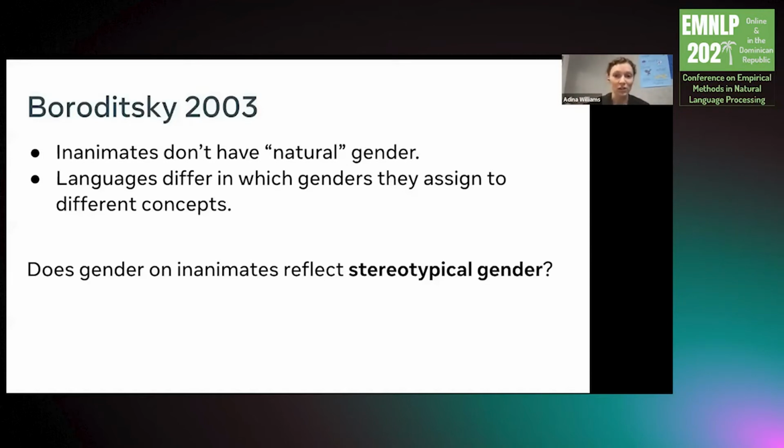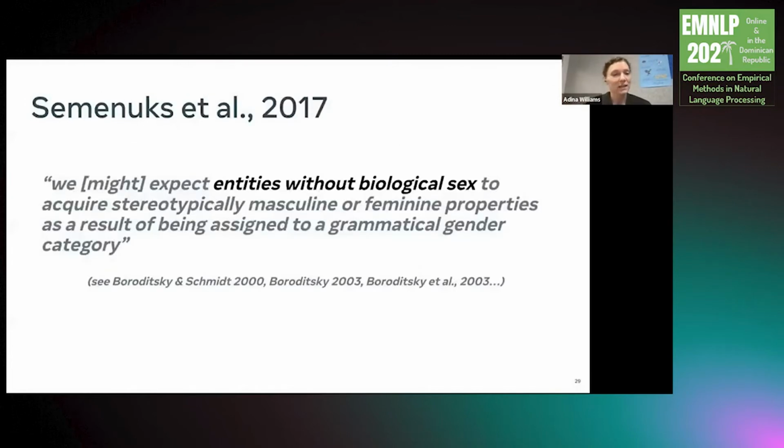is that languages will differ in which genders they assign to different concepts. The three examples I picked above, moon and pumpkin and clock, across Spanish and German, have different genders on these three objects. That's kind of why I picked them. So if there's some stereotype there, it must be specific to the culture as well. So the Boroditsky claim is one to contend with, even though it's a bit sketchy.